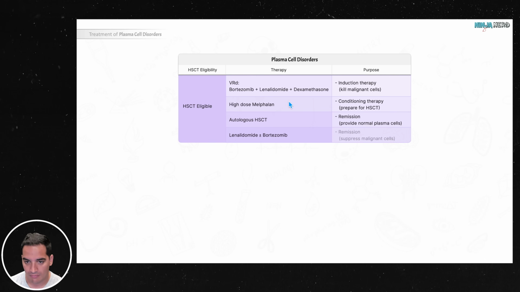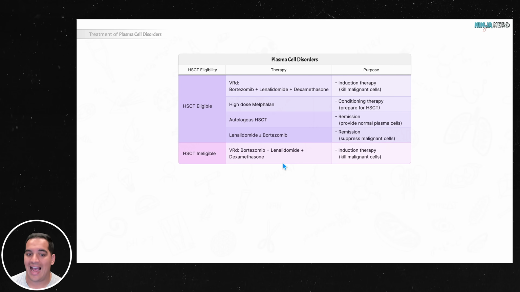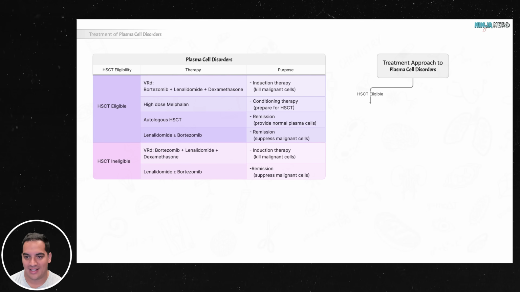All right. Now, if they are not eligible, unfortunately, we just do the VRD therapy, and then we'll just continue after that, after we try to do induction, with the remission therapy, which is lenalidomide plus or minus bortezomib. All right. So let's put all this together. And it's a simple concept here. Let's say that a patient comes in, they're eligible for hematopoietic stem cell transplant. What's going to be your first one? Induction therapy. Then after that, you condition them with melphalan.